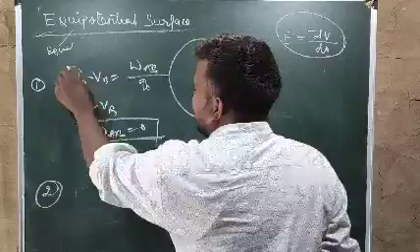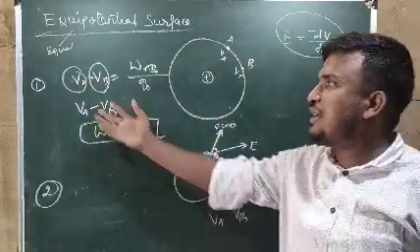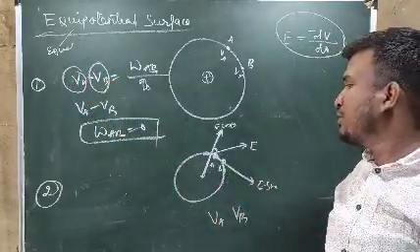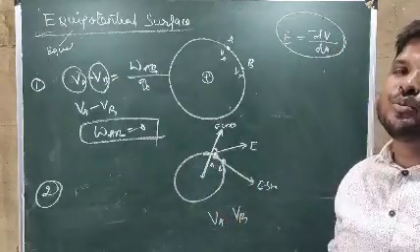So if the potential at A is greater than the potential at B, then the work done will not be equal to 0, because this will have some positive quantity. And if the work done is not equal to 0, this surface will not be equipotential.